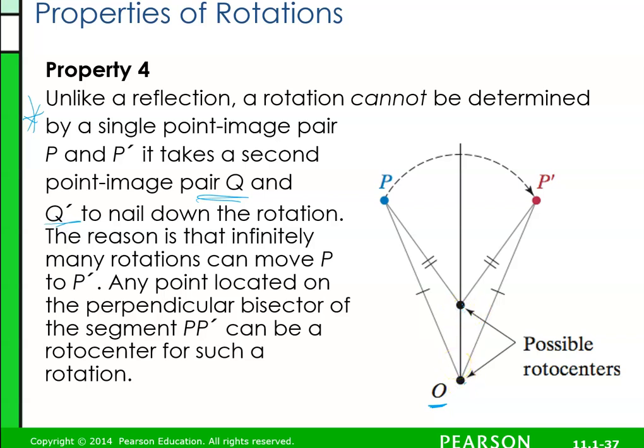The reason is that there are infinitely many rotations that can move P to P prime. Any point located on the perpendicular bisector of the segment P P prime can be a rotocenter. If I draw this in, any point located on that perpendicular bisector can be a rotocenter, so there are actually more options than just these two that are highlighted.